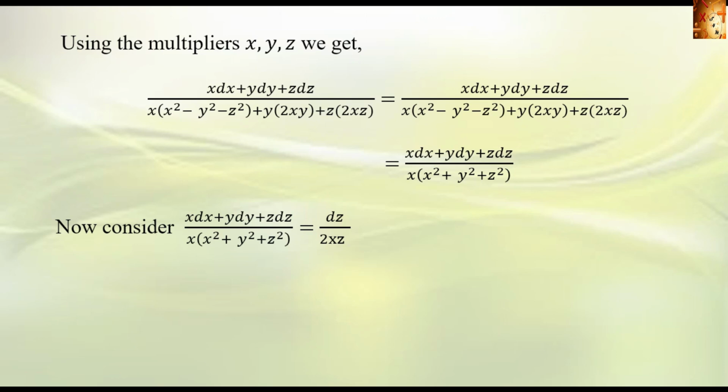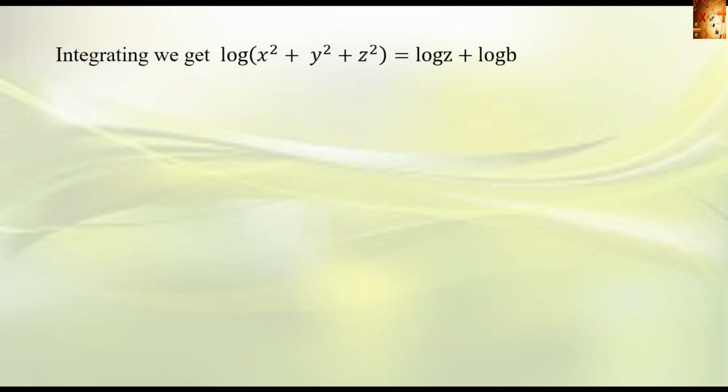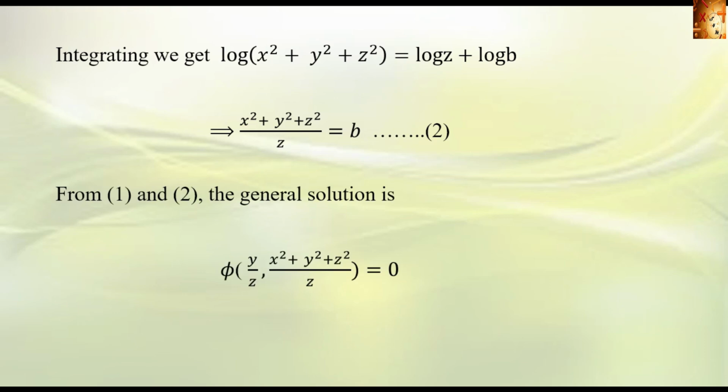Now consider this fraction and dz by 2xz. So we can cancel x from both sides. Then we get 2x dx plus 2y dy plus 2z dz divided by x square plus y square plus z square equal to dz by z. Integrating, we get log of x square plus y square plus z square equal to log z plus log b. That is x square plus y square plus z square divided by z is equal to b. Equation number 2. Therefore, the complete solution is phi of y by z, x square plus y square plus z square divided by z is equal to 0.